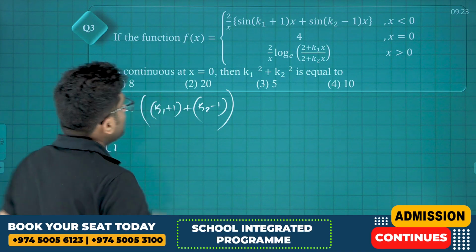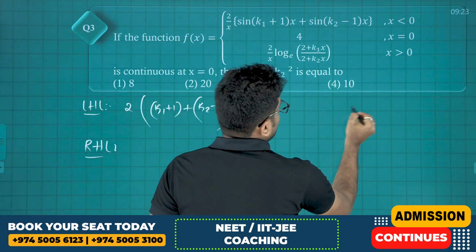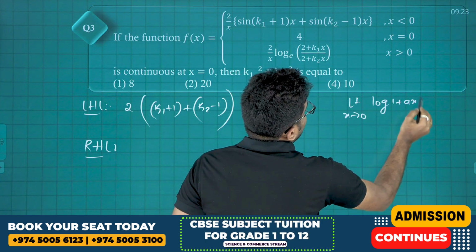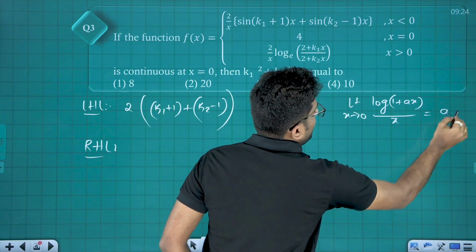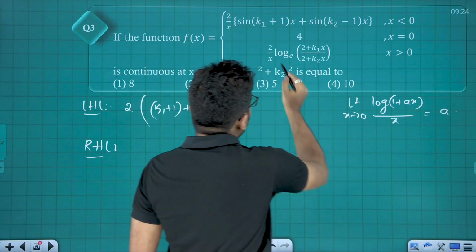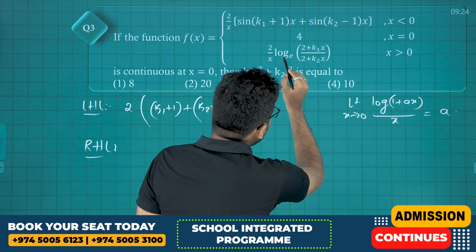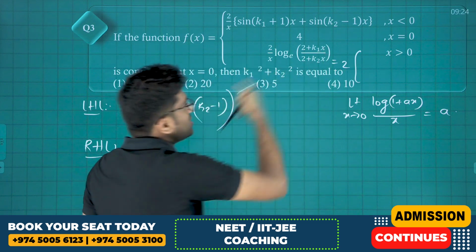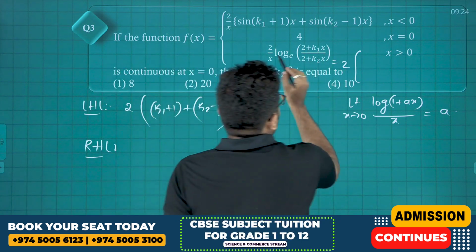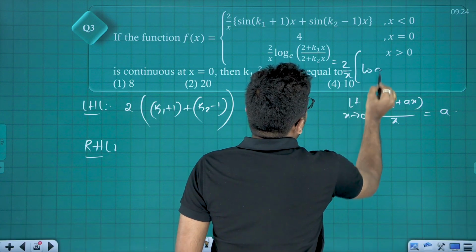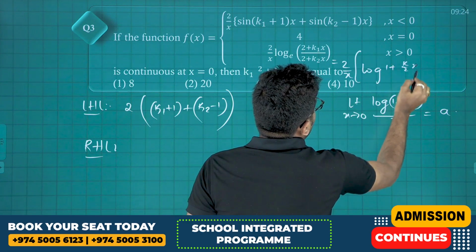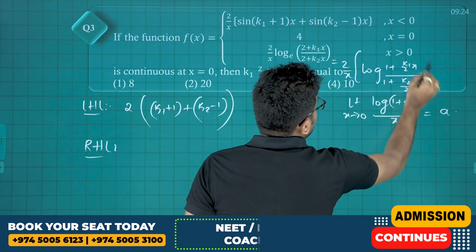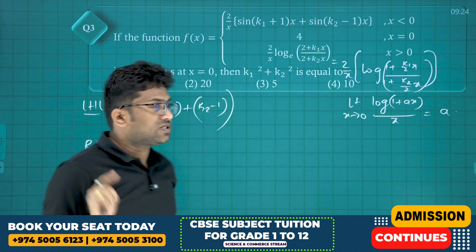RHL is nothing but, for that we know the limit as x tends to 0 of log of 1 plus ax by x is equal to a. So for that, what I would like to do, this expansion we can write as 2 into, I can take 2 by x common, of log of (1 plus k1 by 2 x) divided by (1 plus k2 by 2 x). Okay, now see this, friends.